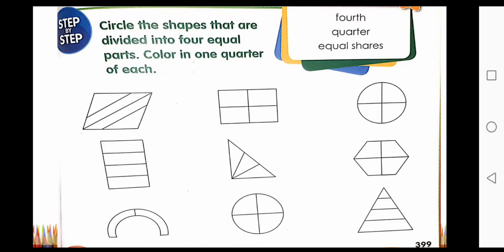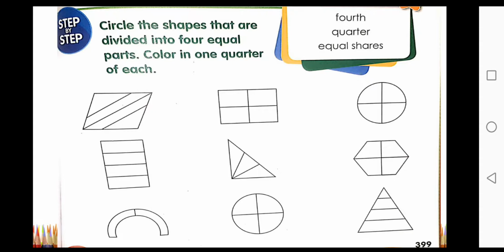Let's look at the second shape. Is it divided into 4 parts? Yes, I have 4 parts. 1, 2, 3, and 4. Are the parts equal? Yes, they are. So I will circle this shape, and then I will color only 1/4, okay?